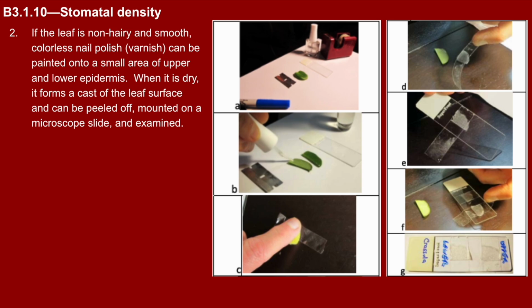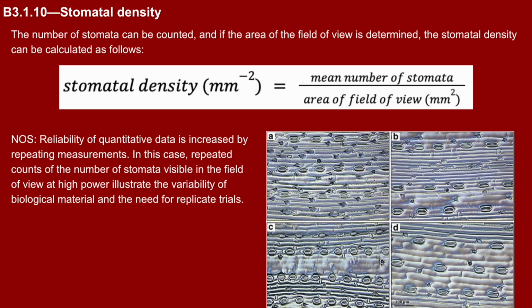Another technique that works for some plants is painting a colorless nail polish on the bottom of a plant leaf, letting it dry, and then peeling off that layer of nail polish, putting it on some clear, transparent tape, and then placing that under a microscope, and then being able to count the stomata. Now, our stomatal density is just the number of stomata divided by the area of the field of view.